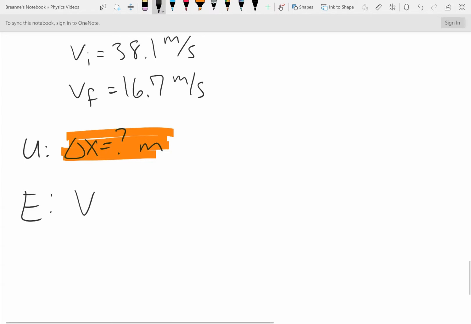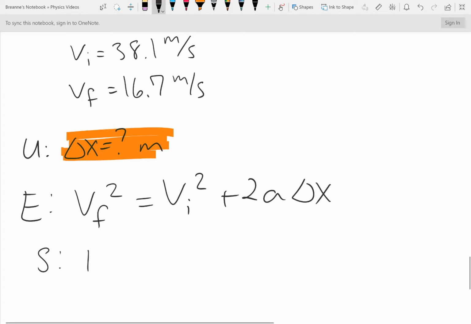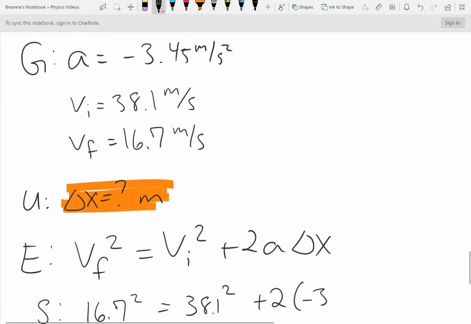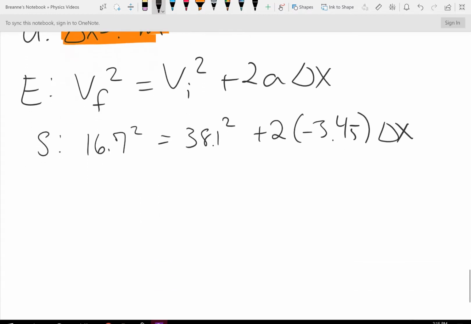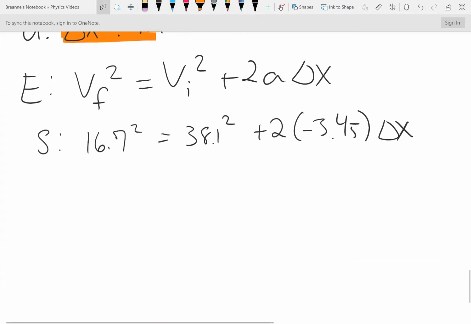Our fourth equation is v final squared equals v initial squared plus 2a delta x. We substitute. Our v final is 16.7 squared equals 38.1 squared plus 2 times negative 3.45 times delta x, which we're looking for. We're done with physics. Purely dealing with algebra now. So now you just do PEMDAS. So we have to square first.